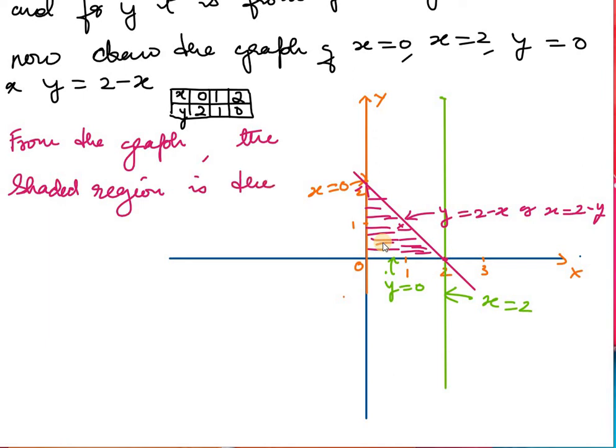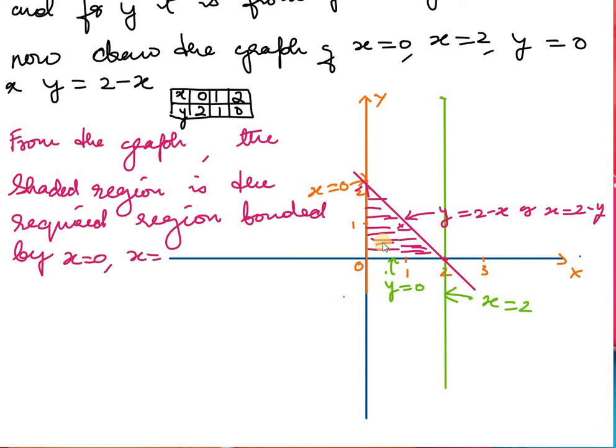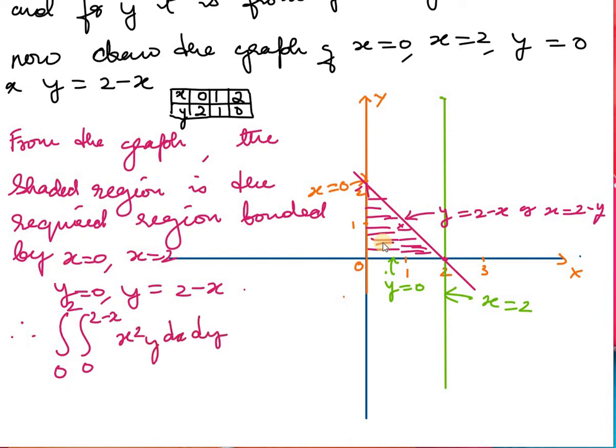is the required region bounded by x is equal to 0, x is equal to 2, y is equal to 0, y is equal to 2 minus x. Now, by changing the order of integration, the double integral x is equal to 0 to 2, y is equal to 0 to 2 minus x, then x square y dx dy, this will be equal to what?